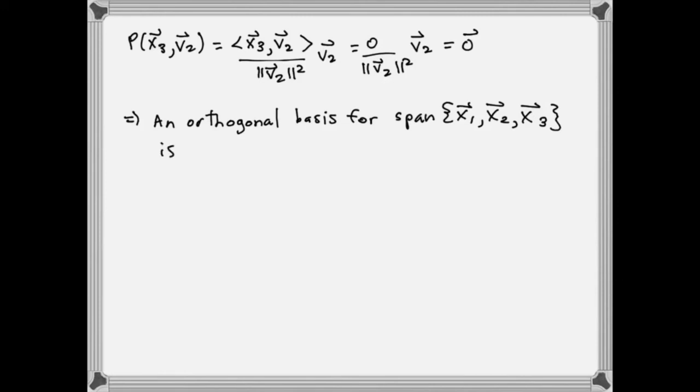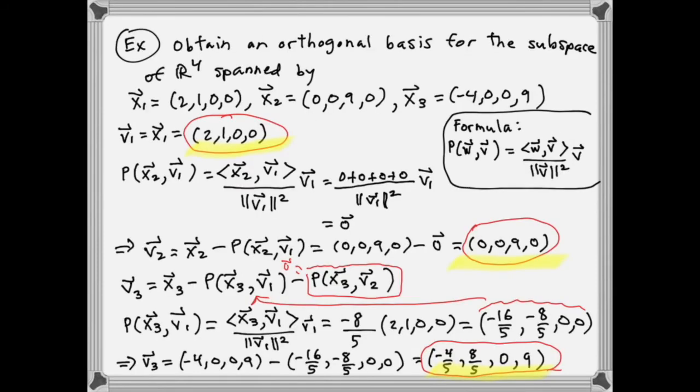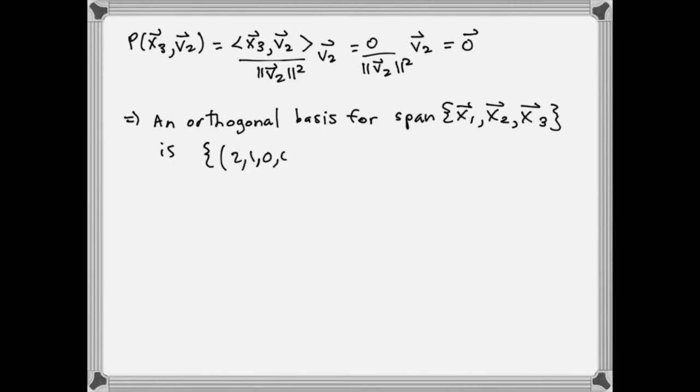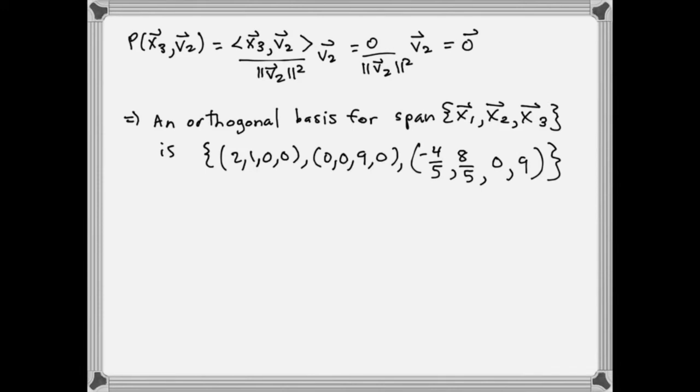what were our vectors? Our first vector was 2, 1, 0, 0. Our second vector was 0, 0, 9, 0. And our third vector was negative 4/5, 8/5, 0, 9. Notice that these are not necessarily orthonormal. These don't necessarily have size 1, but you could turn these into unit vectors if you wanted to. So this is an orthogonal basis. You could easily turn it into an orthonormal basis.